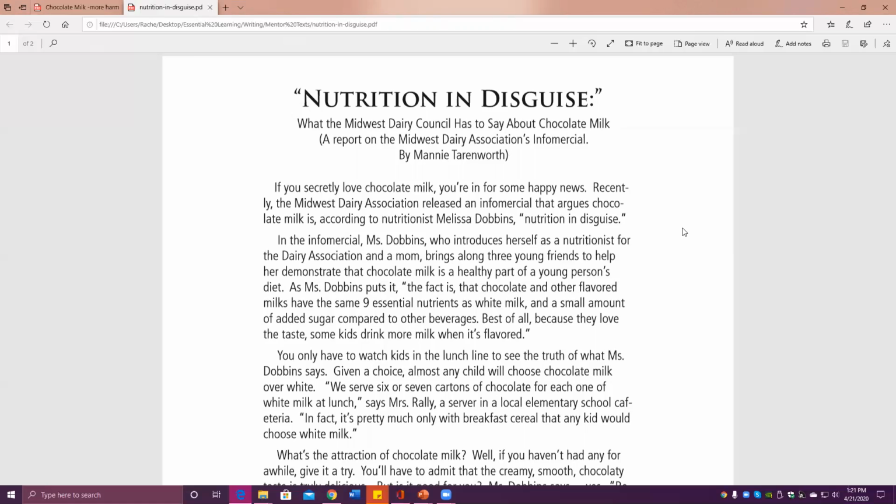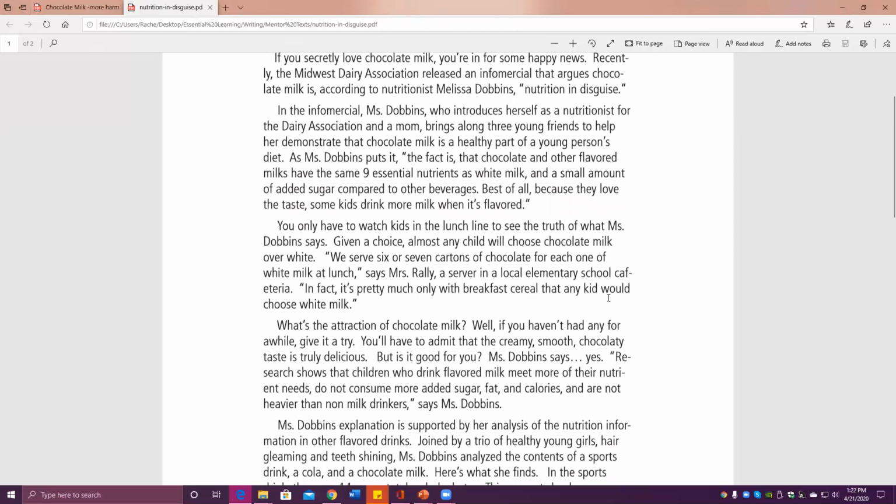As Ms. Dobbins puts it, "The fact is that chocolate and other flavored milks have the same 9 essential nutrients as white milk, and a small amount of added sugar compared to other beverages. Best of all, because they love the taste, some kids drink more milk when it's flavored." You only have to watch kids in the lunch line to see the truth of what Ms. Dobbins says. Given a choice, almost any child will choose chocolate milk over white.